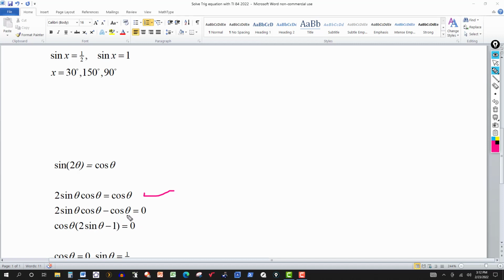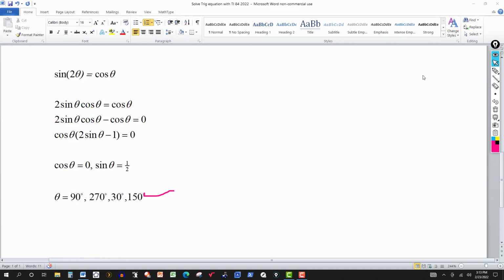Again, just like solving quadratic equations, factor out the common factor, in this case cosine. You get cosine of theta multiplied by 2 sine theta minus 1. And of course, if you have one side 0, just as in solving a quadratic, we set each factor equal to 0. So that gives me cosine theta equal to 0. And solving the other for sine theta, gives me sine theta is equal to 1/2.